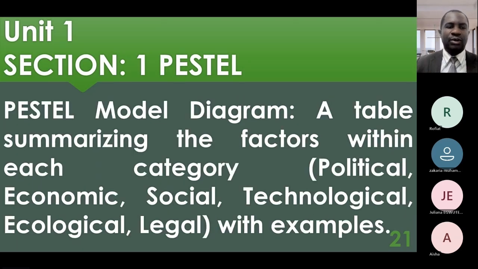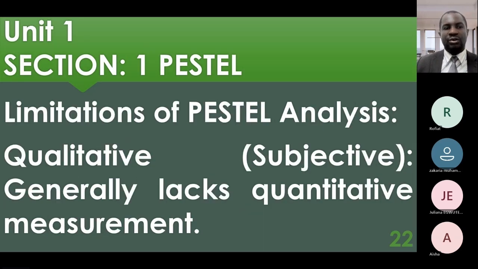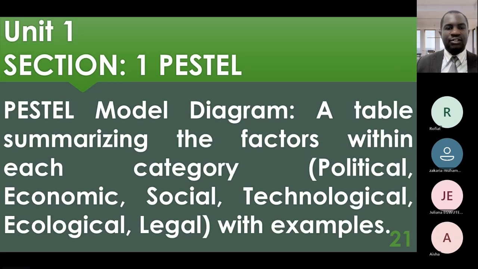So looking at this model, a table summarizes the factors within each category, which is the PESTEL we looked at, and that is in the study text. You see the table there. I didn't snap it here, but then that table just shows a snapshot of what we just discussed, and it's clear with examples on practicals.